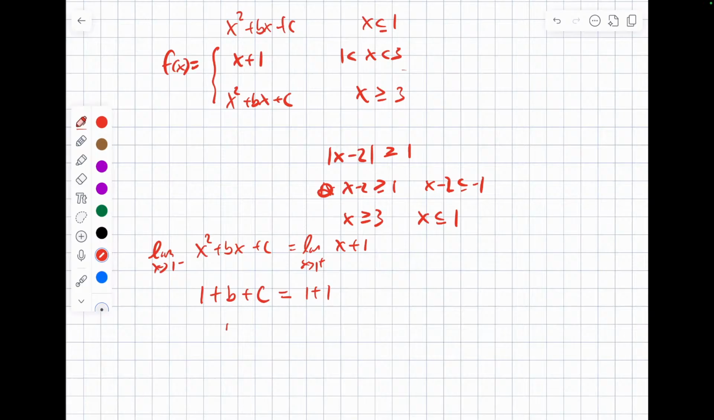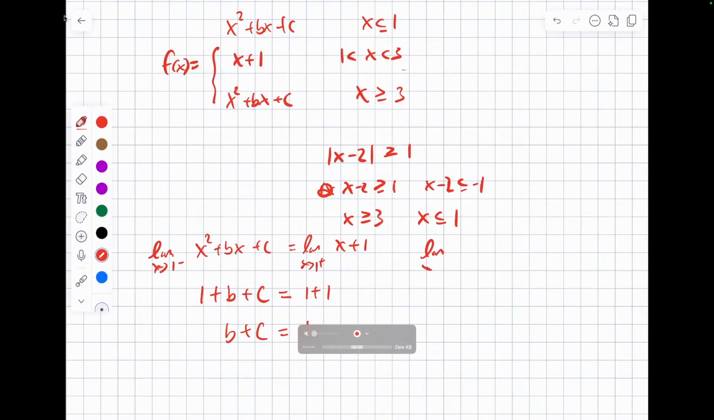It's 2, right? So b plus c is equal to 1. Is that okay? I minus 1 on both sides. I got to one equation. I use a limit. And on the AP exam, you want to write limits. Don't leave out the limits, because you're approaching the value. Hopefully they connected. Now you're going to do the same thing on the other side.